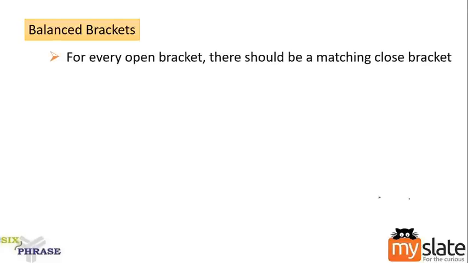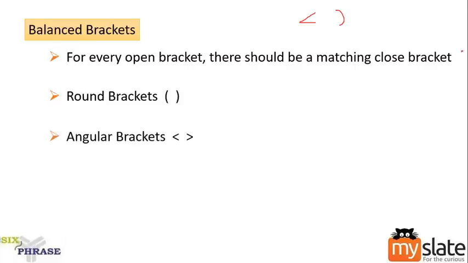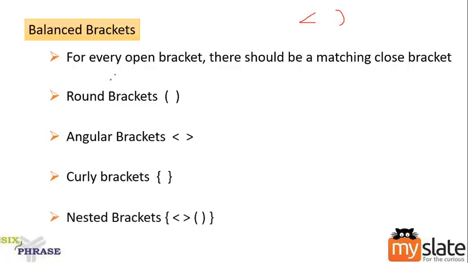For every open bracket, there should be a matching close bracket, right? I can't just leave an open bracket like this and then say close it with a round bracket. This is not proper. For an open bracket, there should be a matching close bracket. That is what we are going to check here throughout the program. Okay. So what are the types of brackets we'll be dealing with? We'll be dealing with round bracket or angular bracket, curly brackets, and also nested brackets. Okay. We will be dealing with all of them, not just one bracket.